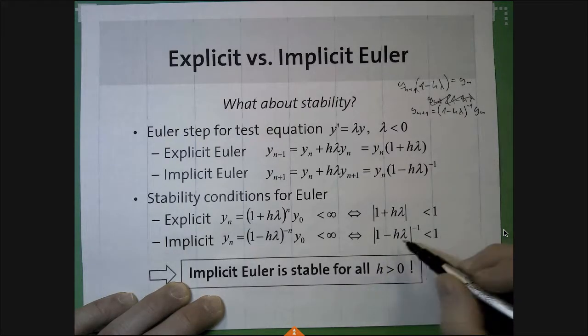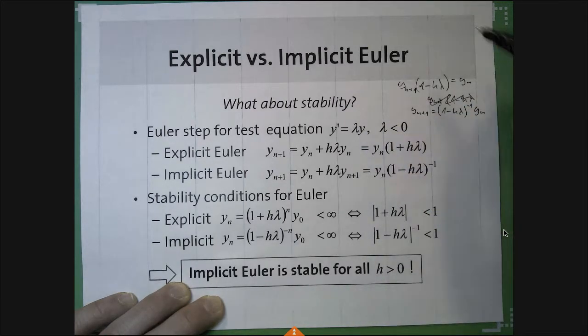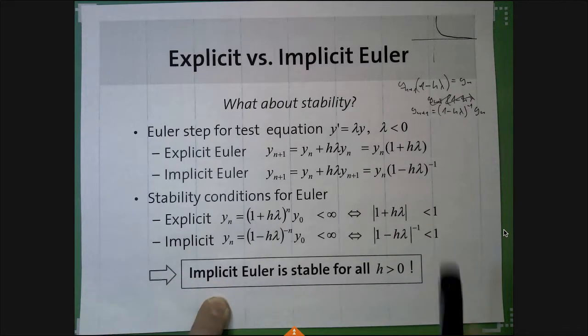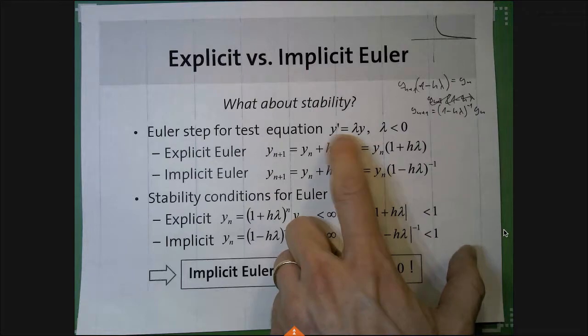And it turns out this is actually cool. If your h is positive, and we assume here that lambda is negative, that the solution is this attenuating curve, then 1 minus h lambda is something greater than 1. So altogether, the absolute value is 1 over something that's greater than 1, which is less than 1. That means this is always stable, no matter the time step. You can take a time step of a million years, and it will still be stable, for this simple test equation.